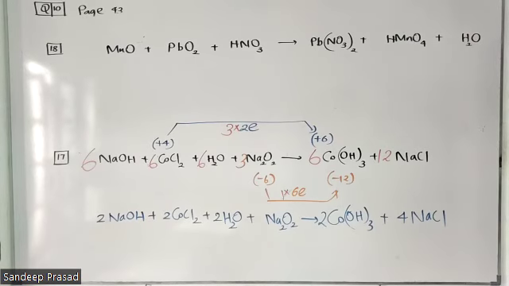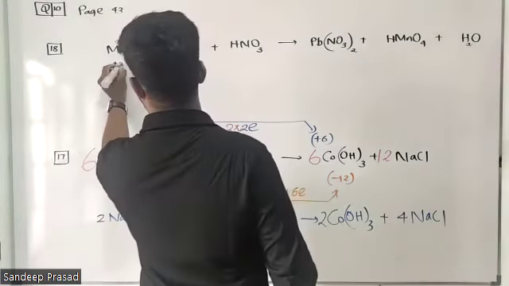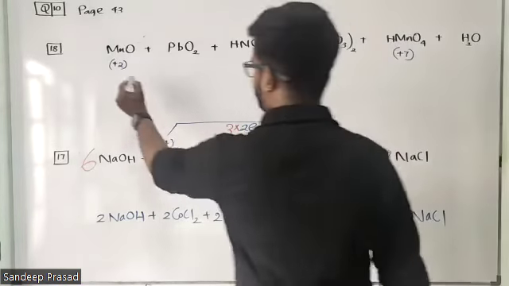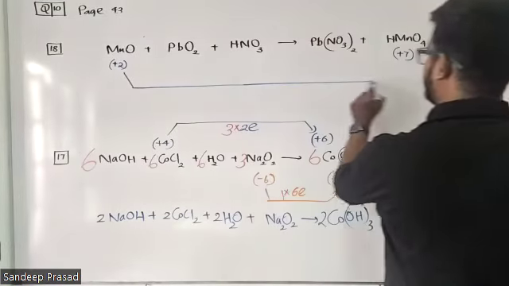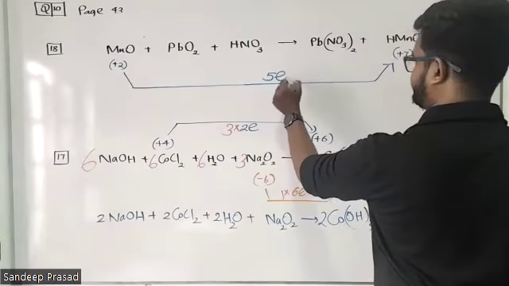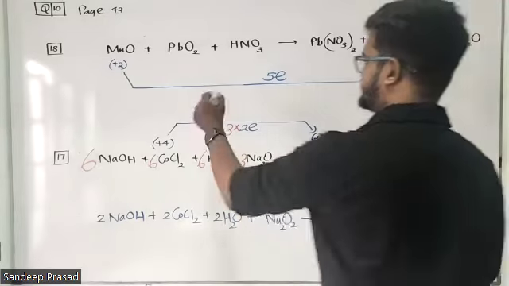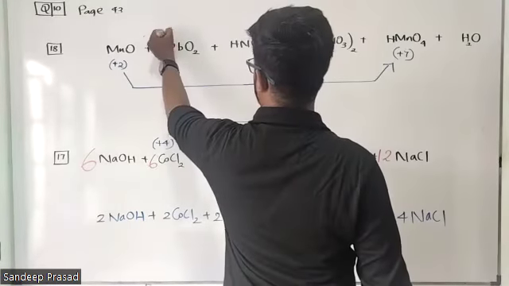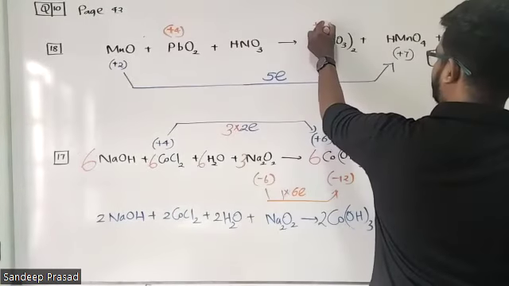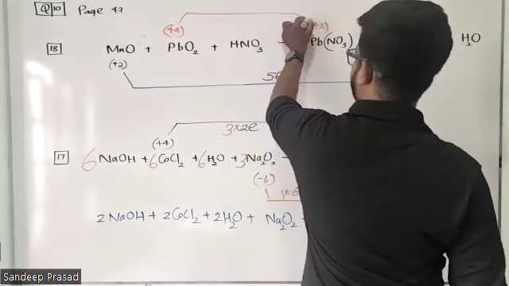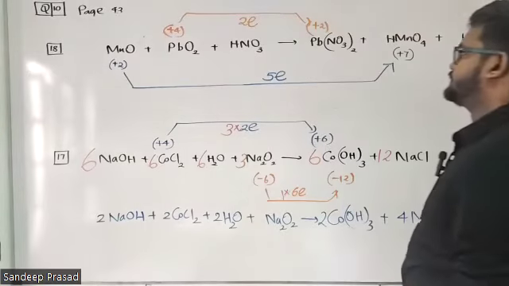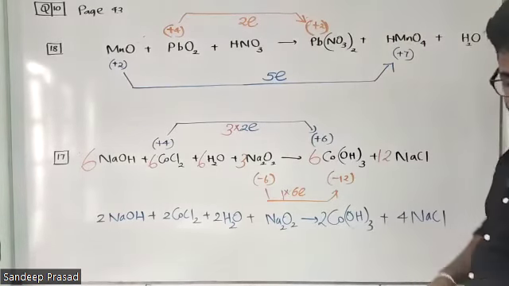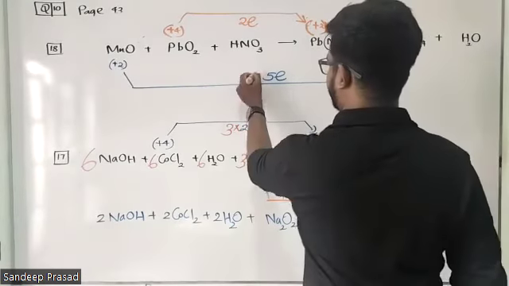So we can see that manganese oxidation number here is +2, and here manganese oxidation number is +7. So +2 to +7, you can see that the decrement is 5. And here you can see that lead oxidation number is +4 to +2. You can see that the decrement is 2 electrons. Then you can equalize decrement and increment.